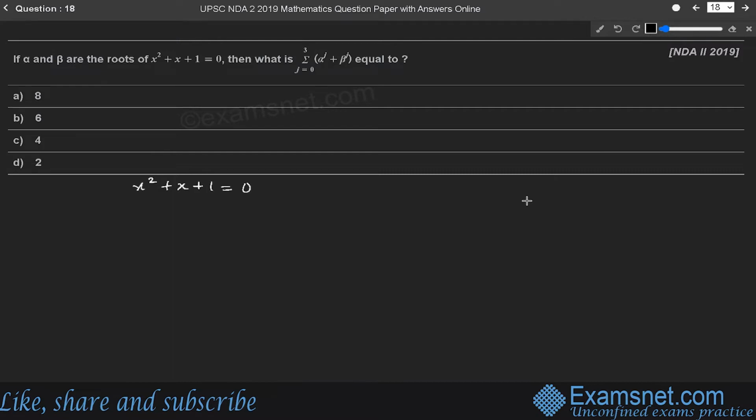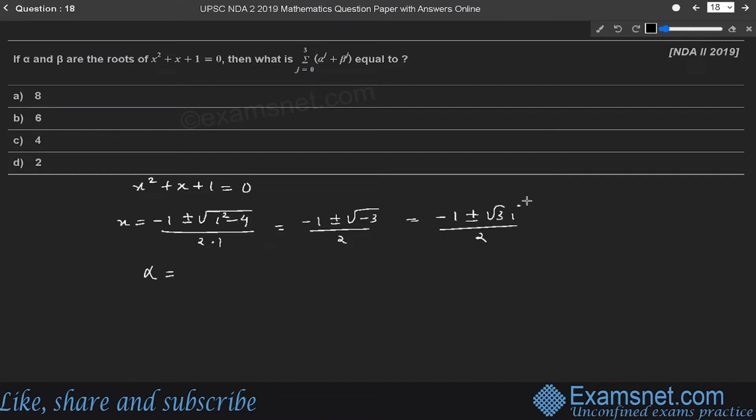An equation is given here, and we know that x will be equal to minus 1 plus minus under root of 1 square minus 4 divided by 2 into 1. So it will be minus 1 plus minus under root of minus 3 divided by 2, which will be equal to minus 1 plus minus root 3i divided by 2. It is given that alpha and beta are the roots of the equation. So alpha will be equal to minus 1 minus root 3i divided by 2, and beta will be equal to minus 1 plus root 3i divided by 2.